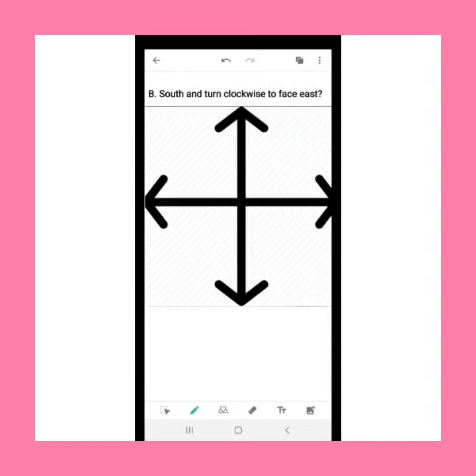Next one is starting from south. Again we should know this is south, north, east and west. Starting from south means this is the starting point, and turn clockwise to face east. Again start moving from here and reach up to east. Again you can see here we have turned up to 3/4 revolution. It is the same, only the starting point is different.